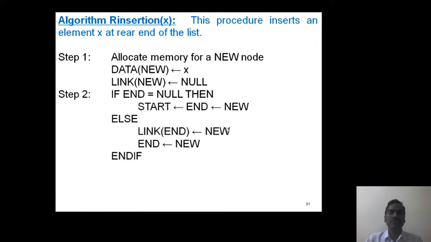Step 2, if end equivalent to null, then start equivalent to end equivalent to new. Otherwise, now we establish links in between end node and new node as link of end equivalent to new and end equivalent to new, and if. Now return from the function.